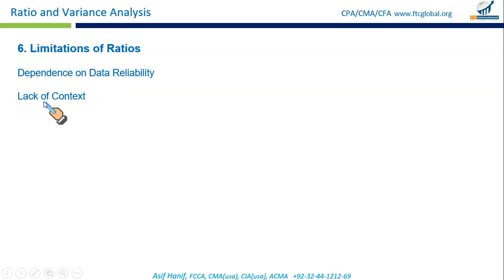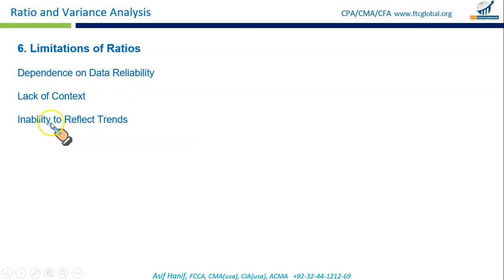Next limitation is lack of context. Ratios by themselves do not provide sufficient information for comprehensive analysis. We are just using numbers, and those numbers do not speak for themselves. So we have to compare them with industry average, historical trends, our expectations, our last year performance.